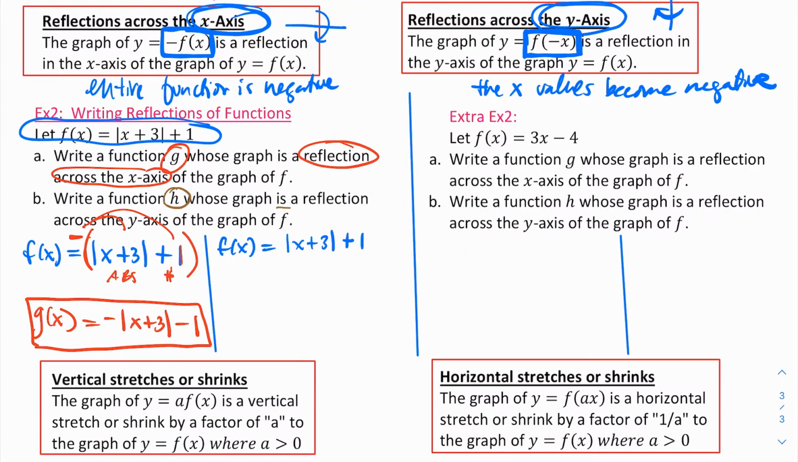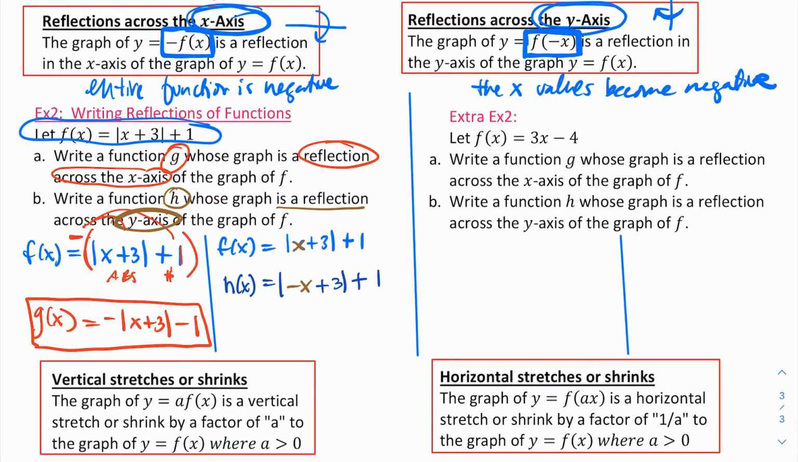H, and it's a reflection across the y-axis. So what happens is the x's become negative. So anything that was a positive x will now become a negative x. Everything else stays the same. So for my h of x function, the absolute value stays the same, that stays the same, and then that stays the same. So wherever you had a positive x now becomes a negative x.